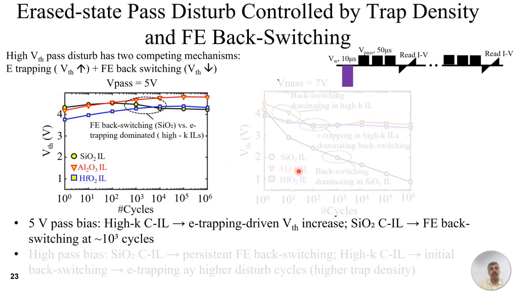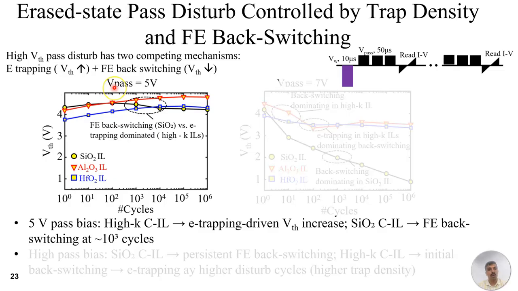Now, if we go to the erase state or high VTH pass disturb, there are two competing disturb mechanisms in the high VTH state. The first is electron trapping, which tends to increase the device VTH, which we also saw previously. And the second is ferroelectric back switching, where in the erase state, repetitive application of positive pass disturb cycles tends to switch the ferroelectric material, which can reduce the device's VTH.